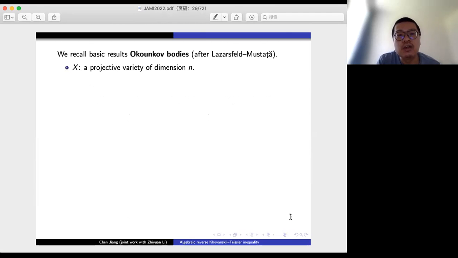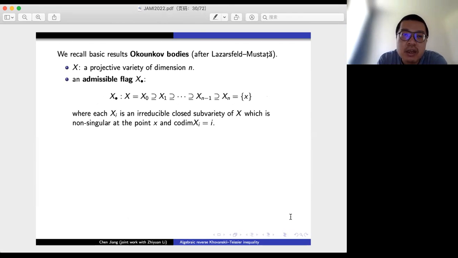So say given a projective variety X of dimension n, what is an admissible flag? It's just a flag with some subvarieties X_1 to X_n, where X_n is a single point, and each X_i is an irreducible closed subvariety of X of codimension i.